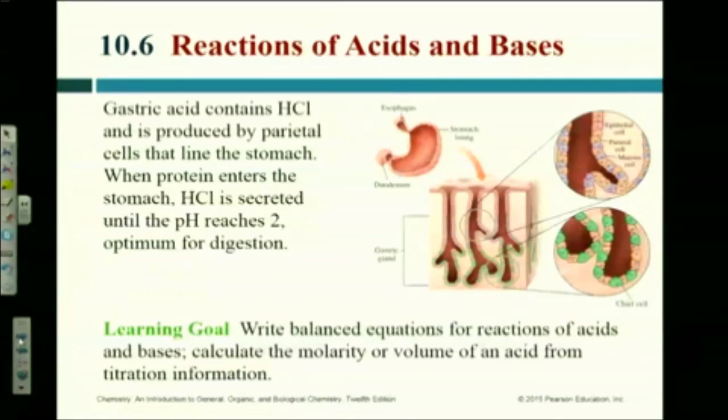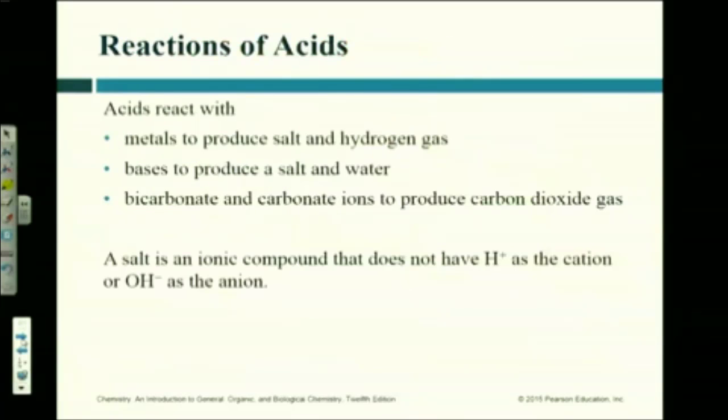So the hydronium ion concentration is 10 to the minus 2. That's pretty high, okay? It's a lot of acid. You don't want that spilled out into your body, because most of the rest of your body couldn't handle that. But your stomach has to have it that way. Now, acids undergo certain reactions.